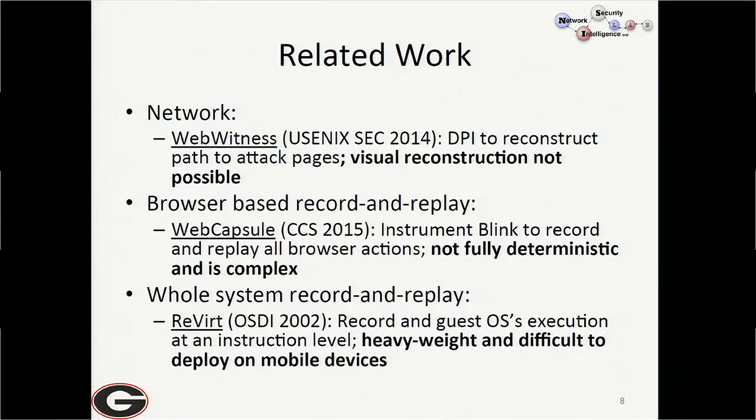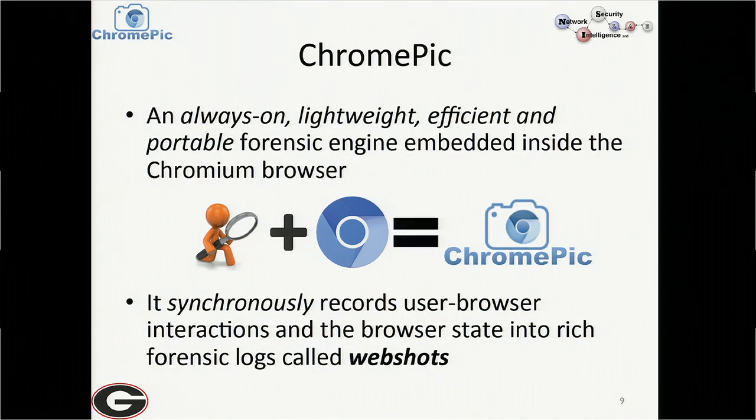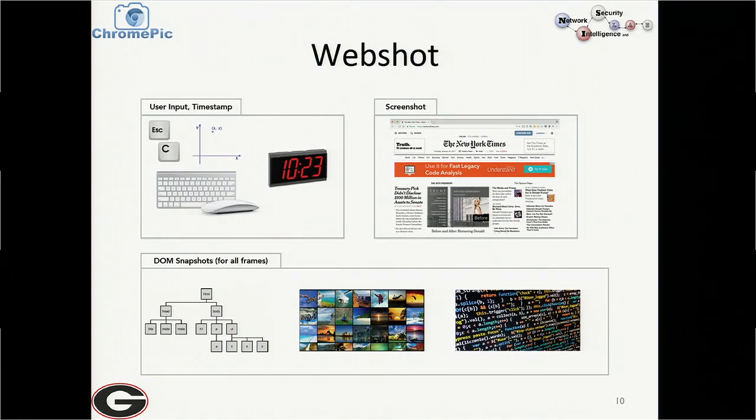So for building such a tool, we looked at some of the related research works and saw that none of them meet all the requirements. Either visual reconstruction is not possible, or the reconstruction is not deterministic, or the tool itself is too heavyweight to be used as an always-on portable tool. So we built ChromePic, which is an always-on, efficient, and portable forensic engine that is embedded within the Chromium web browser. It synchronously records user-browser interactions as well as the browser state into rich forensic logs that we call Webshots.